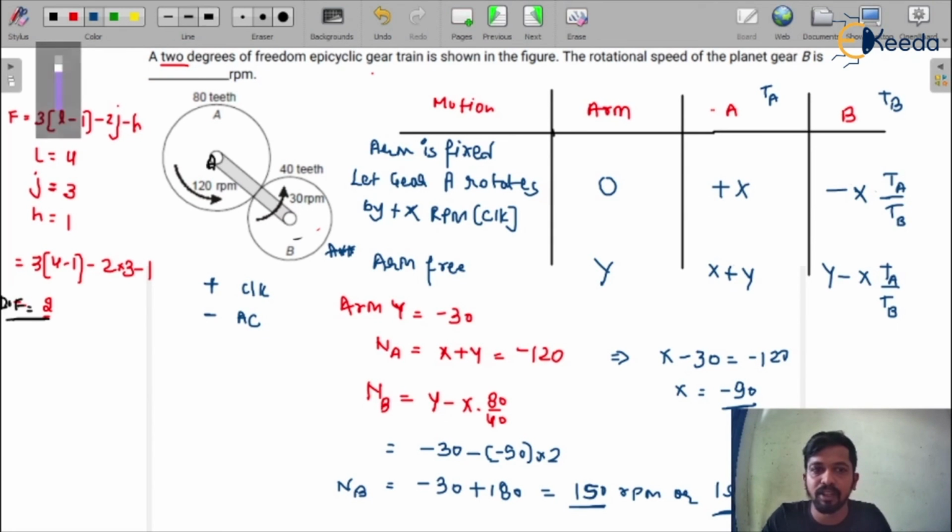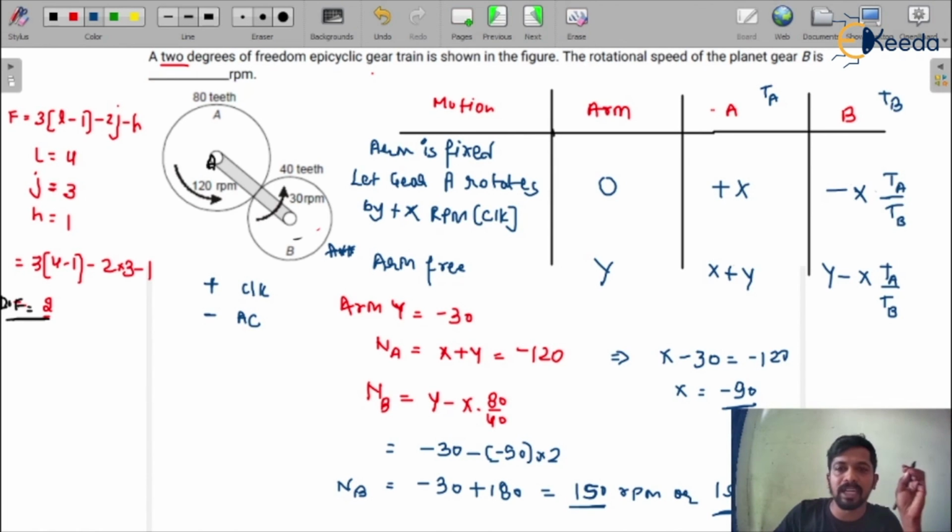I hope you will understand the solution of that question. We will do the same procedure in order to find out the speed of the gear, and if they ask for the teeth on the gear, we will do the same procedure. First we have to draw the table. Okay, so thank you.